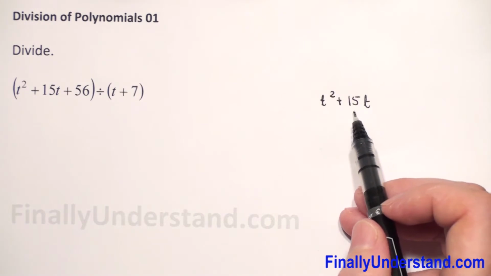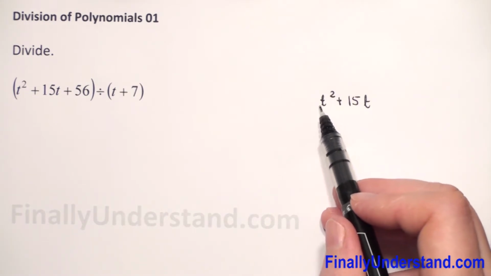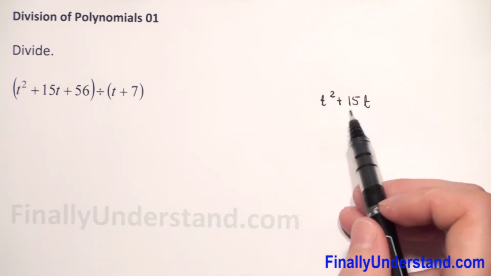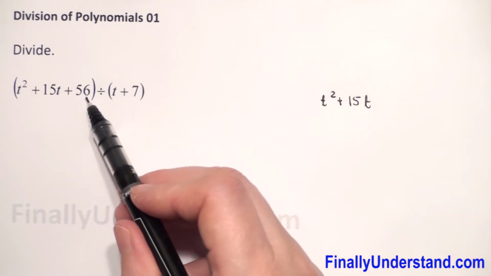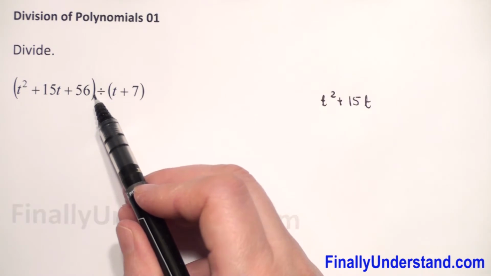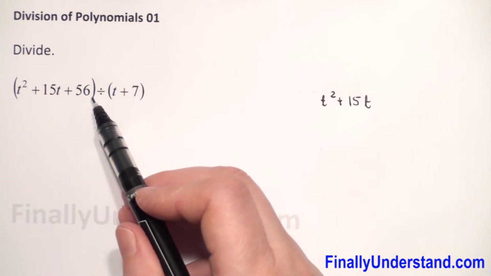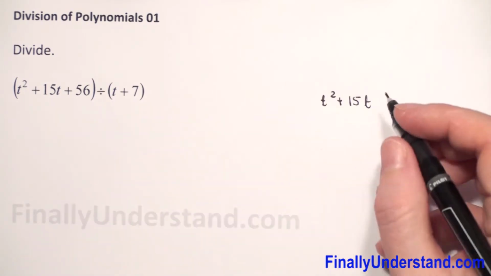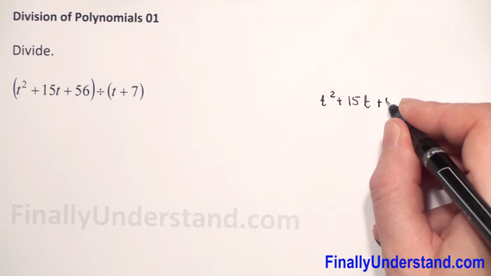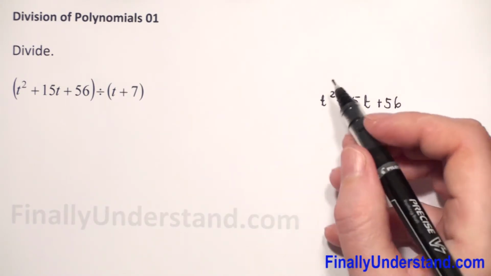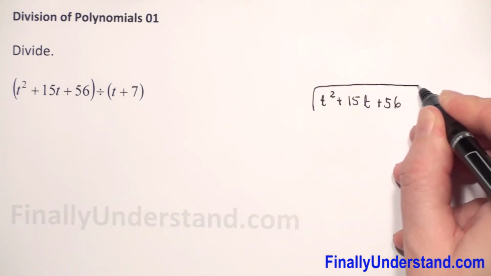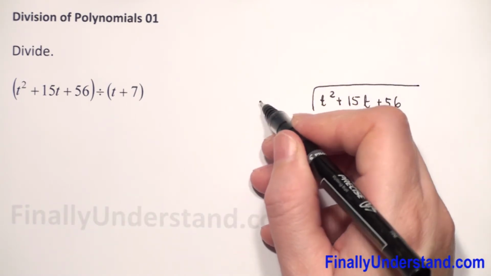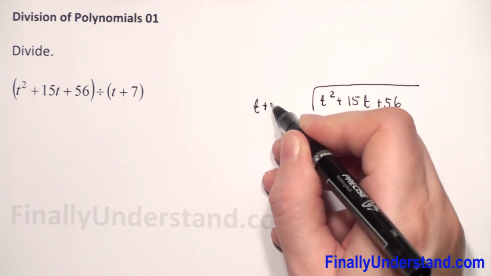But in this example, we have all terms from t squared. Next is t, and we have 56. We don't have t, it means t is in 0 power. So we have plus 56. And this polynomial we have to divide by t plus 7.